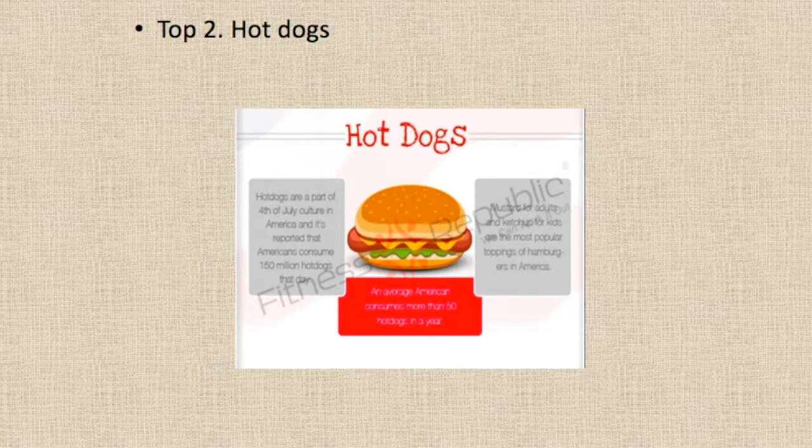The top two is hot dog. A hot dog is a cooked sausage traditionally grilled or steamed and served in a sliced bun. But according to the Cancer Project, eating a hot dog every day can increase the risk of colorectal cancer by 21%. It is as bad for us as smoking.